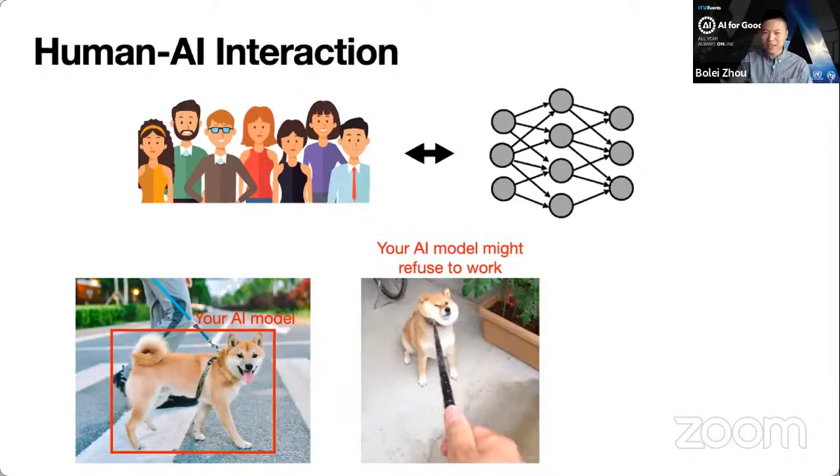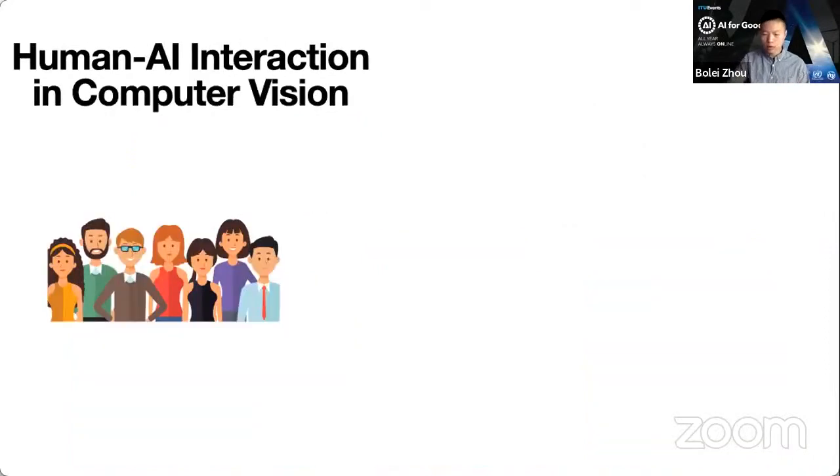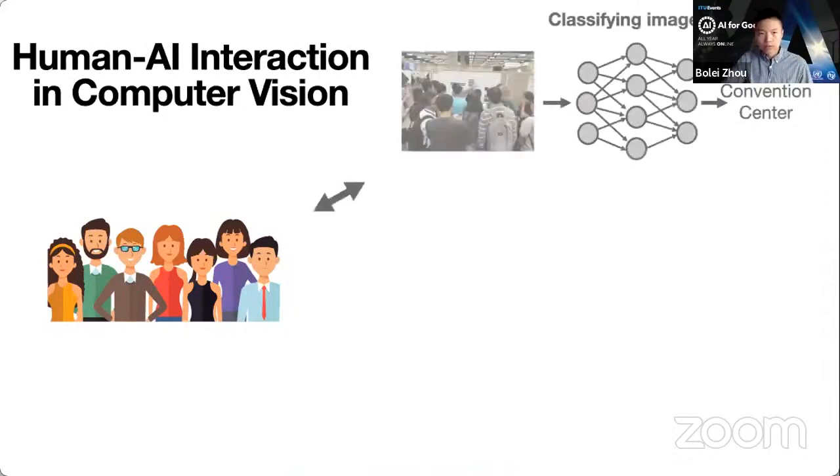Then in that case, you have to put in more effort and babysit your AI models to make them better. Through this talk, I will give you some concrete examples of how we can enable such human-AI interactions. First, I will talk about the image classification model. How can we make it more interpretable?